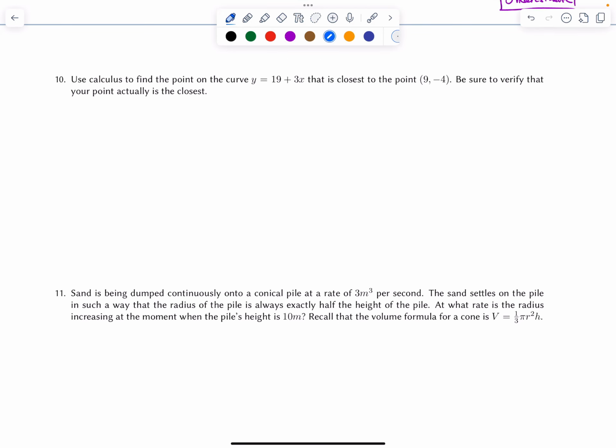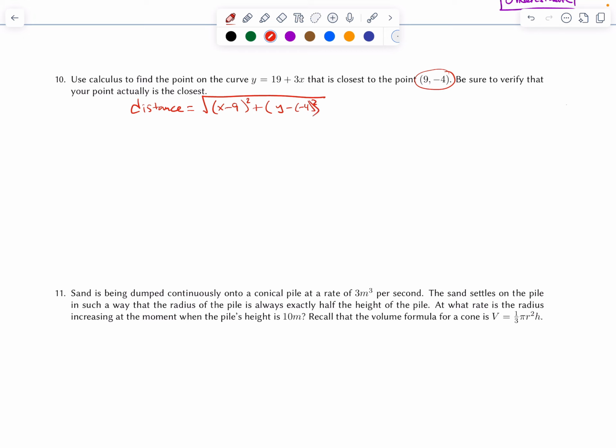Okay, so we're going to use calculus to find this point that's closest to this line, and so we need to know the distance formula. Distance is the square root of, and we're going to be going the distance from that point, so we'll just cut to the chase here and do (x minus 9) squared plus (y minus negative 4) squared.